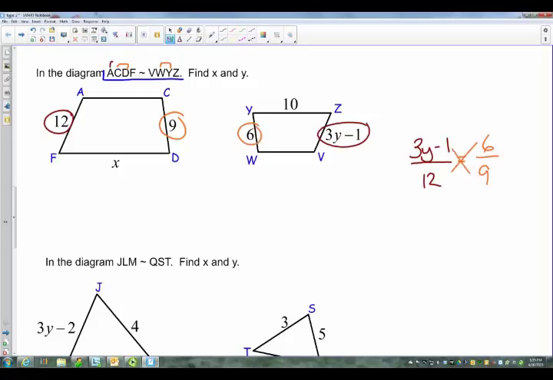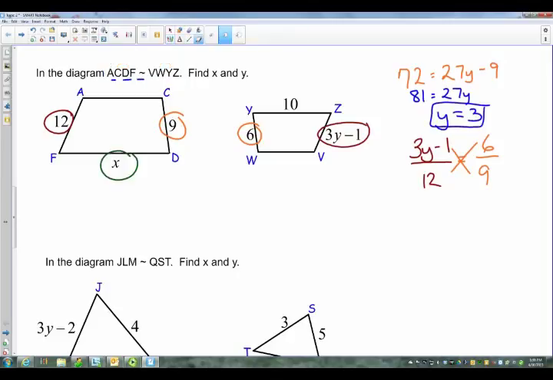So we cross multiply. So you've got 12 times 6, which is 72, equals 9 times 3y minus 1. Now you have to remember to distribute. So 3y times 9 is 27y. Negative 1 times 9 is a negative 9. And then you go through and solve. So we're going to add 9 to both sides. That gives you 81 equals 27y. Then 81 divided by 27 is a y value of 3. And there you go. There's your first one. Now the other thing we're asked to find is this x. Okay, so there's x.